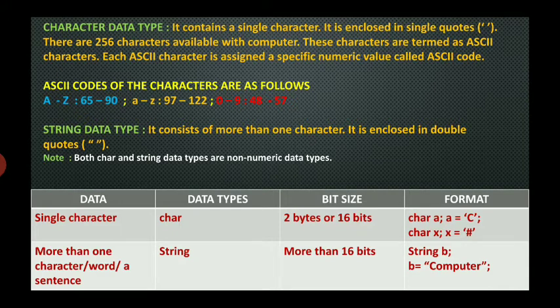In case of string, it holds more than 16 bits. String b equals to, you can see that it is written within double inverted comma, computer. It can be a word, it can be a sentence, it can even be numbers, but the numbers will not be used for calculation purposes, as it is a non-numeric data type.